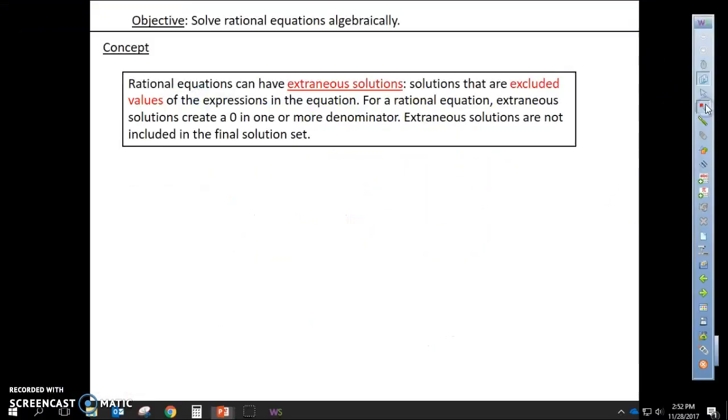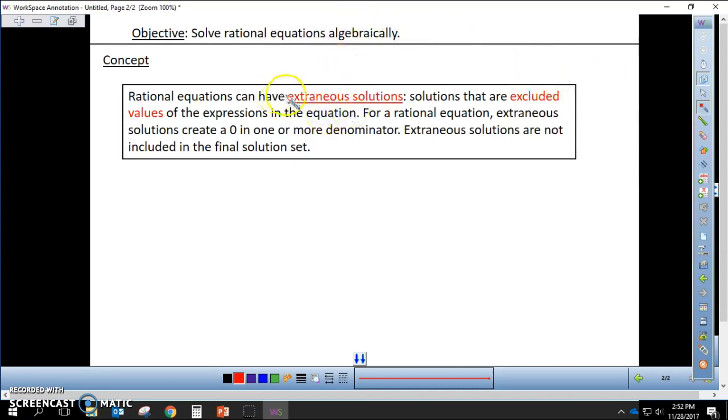For this lesson, again, we're going to talk about extraneous solutions, and these are present within our rational equations, right? These are solutions that are excluded values, where excluded values create a 0 in one or more denominators. So when we get to the end of our problem, we have to go back and check and make sure that our solutions are not extraneous.